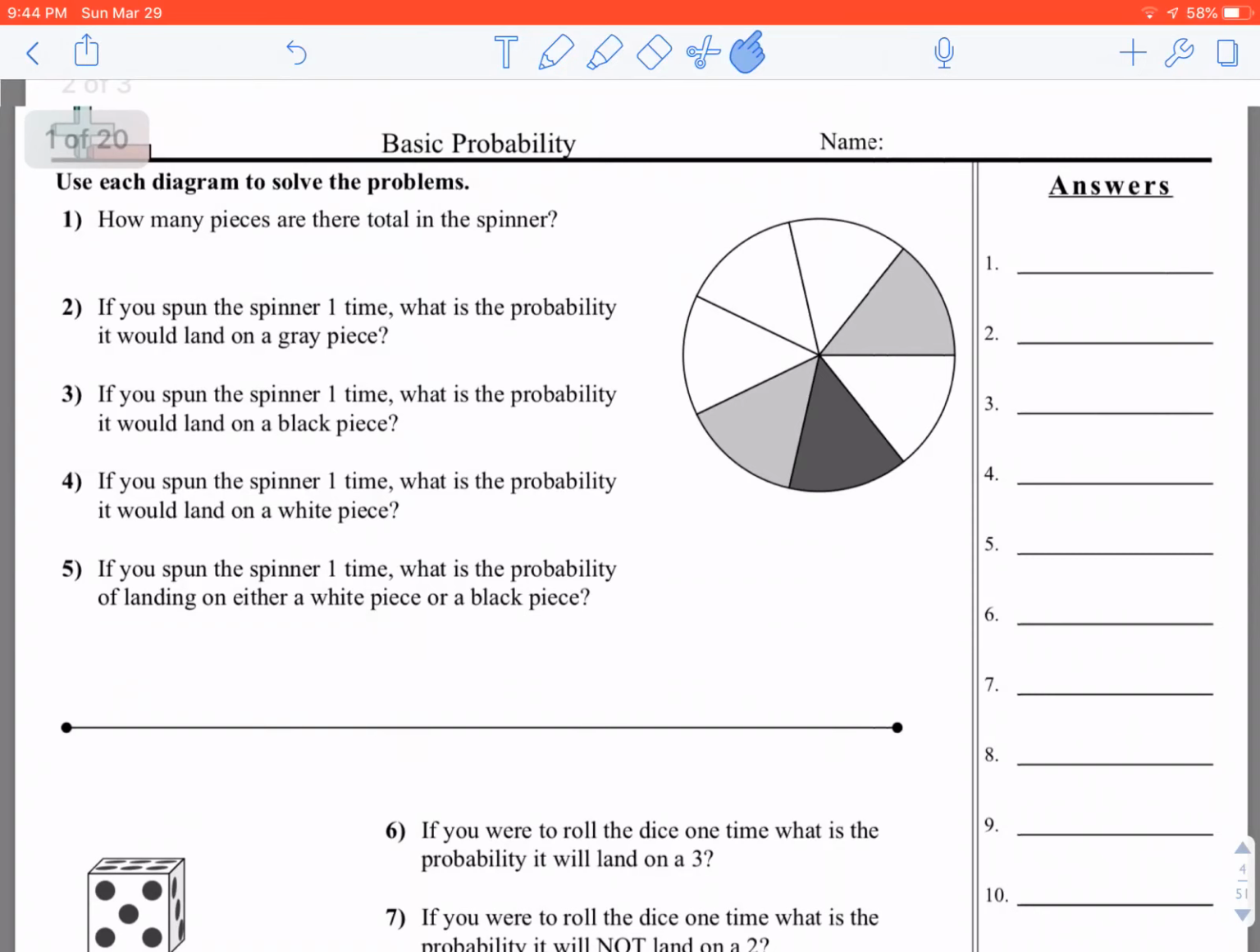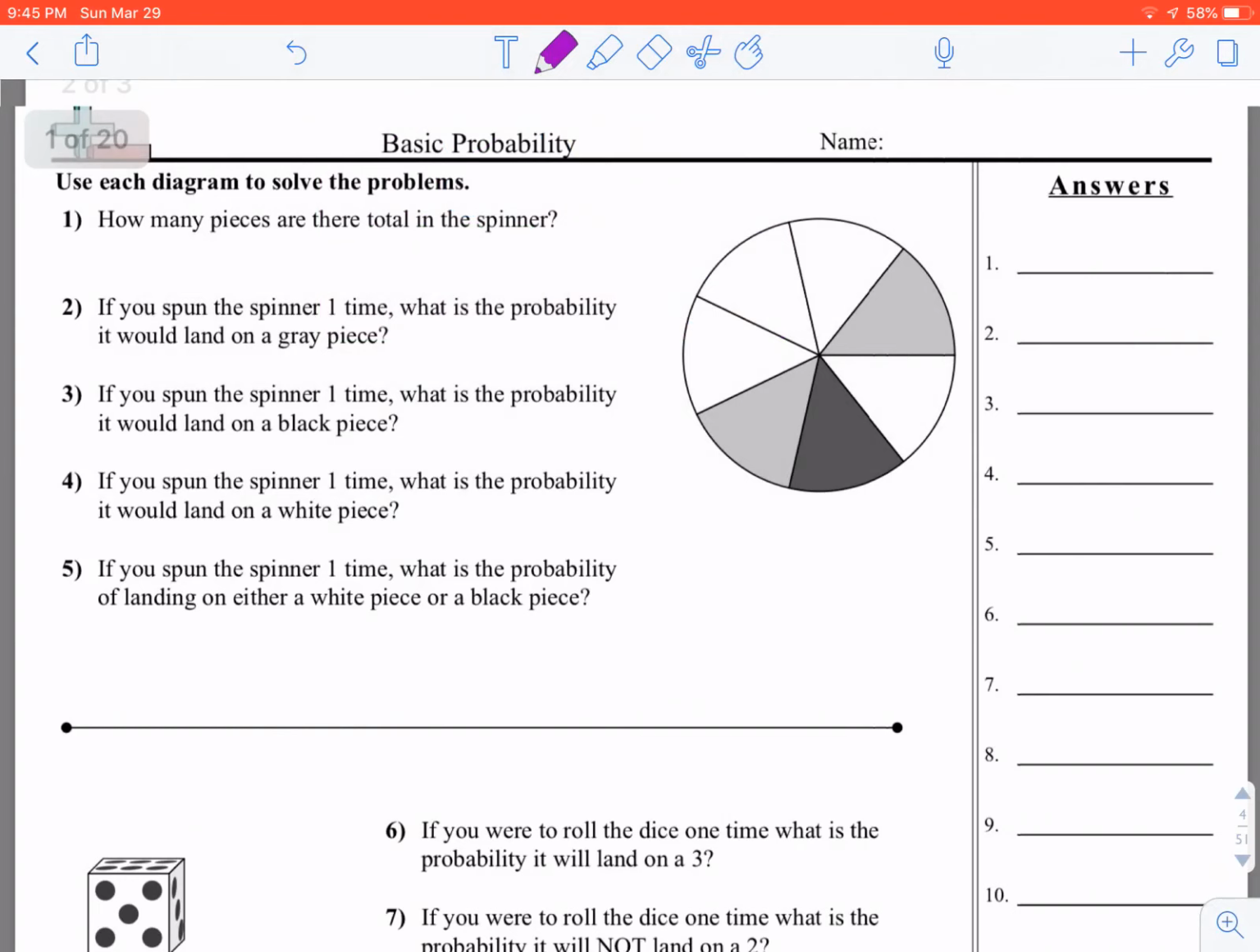Okay, and your assignment's going to look very similar to this. Numbers 1 through 5 tells us to use the diagram to solve the problems. So we're going to use a spinner. Pay attention to the colors that they're going to ask for. There are also some key words in here that I will review with you. I think you probably remember from last year, but I want to make sure.